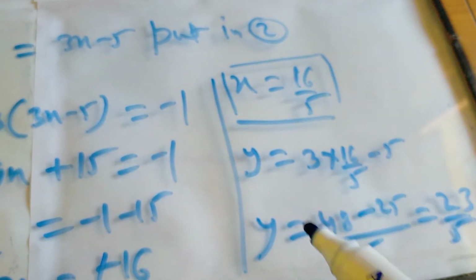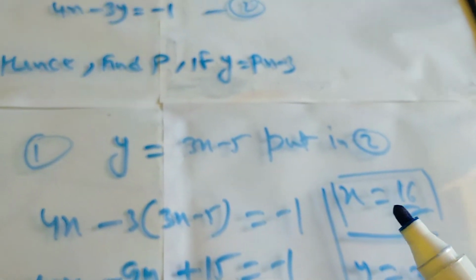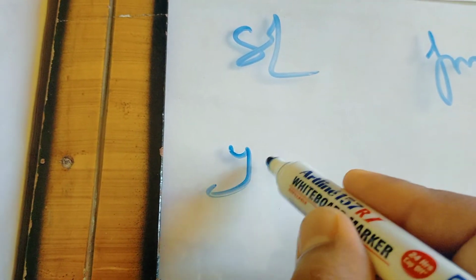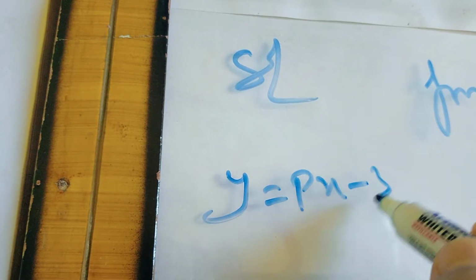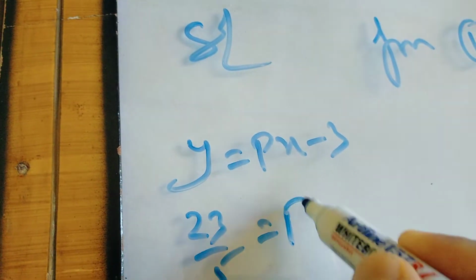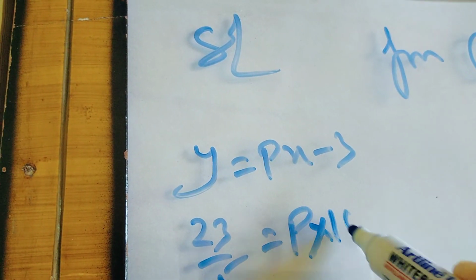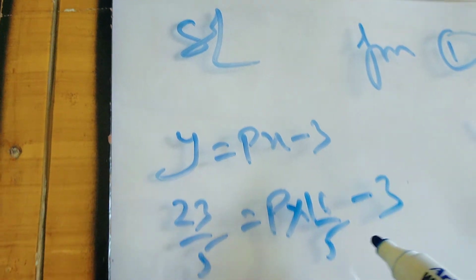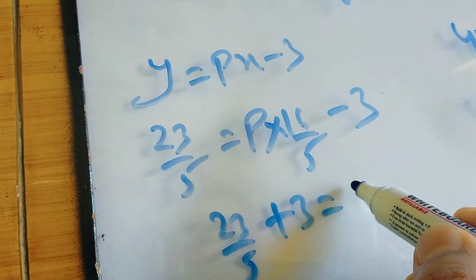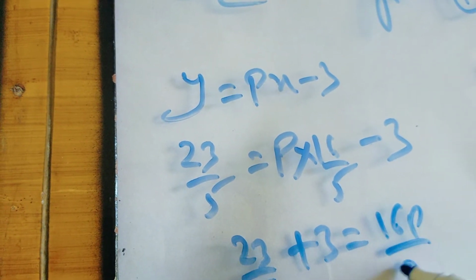So by using these two values, we have to get the value of p in this equation. This x and this y we have to substitute in this equation, then we'll get p. So student, what you have to do, first copy y is equal to px minus 3. So the value of y you have calculated, 23 upon 5. p we have to calculate. The value of x is 16 upon 5, minus 3. So 23 upon 5 plus 3 is equal to 16p upon 5.